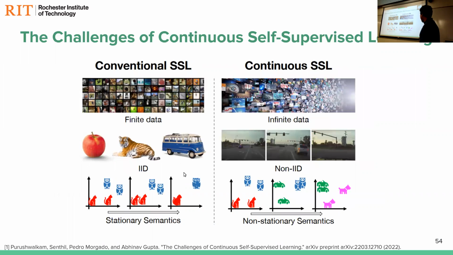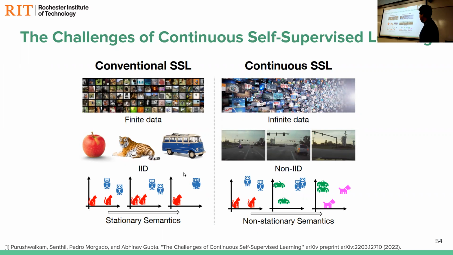There is a recent paper from Abhinav Gupta, who is really famous in the field, called The Challenges of Continuous Self-Supervised Learning. They define what continual self-supervised learning is. In a normal setting, we have the conventional self-supervised setting where we have our finite data. Now this data is independent and identically distributed. That means that each image is independent from each other and the classes are identically distributed. So I find the same number of images for each class.